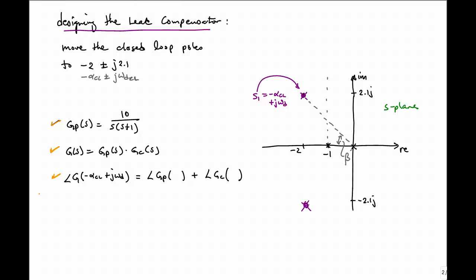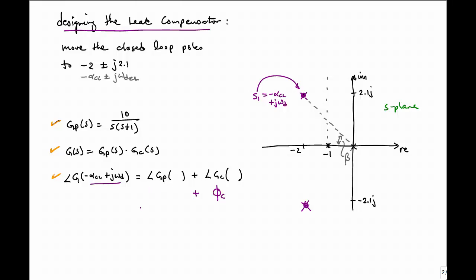And the angle of G evaluated at the desired closed loop pole location right here is equal to the angle contribution from GP, our plant, plus the angle contribution due to our compensator. We haven't designed our compensator yet, so we're going to put a placeholder here. We'll call it phi of C, the leading angle that will be contributed by the compensator specifically at this desired closed loop pole location of -2 plus 2.1j.